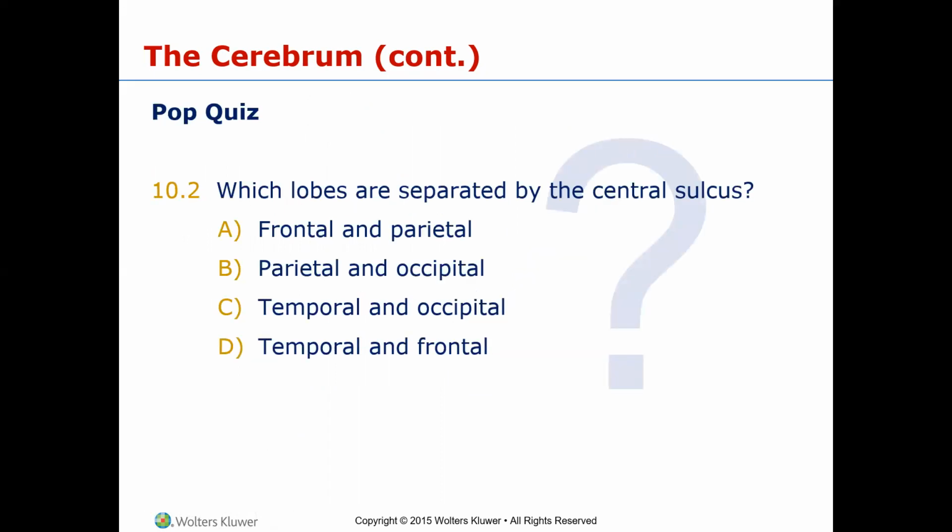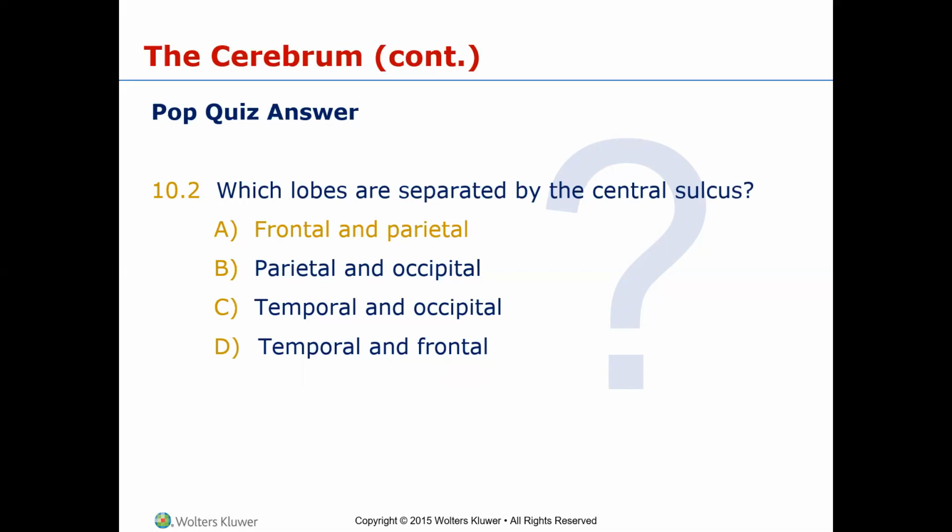So then which lobes are separated by the central sulcus? That would be going across the brain, not longitudinally. So that would be the frontal and the parietal.